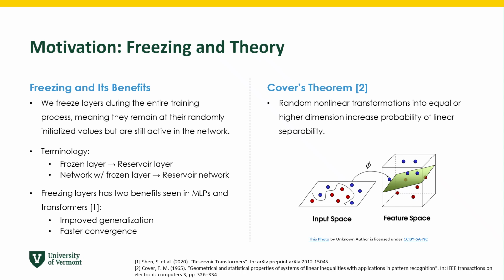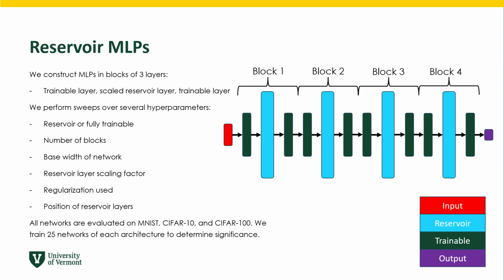We fill this gap by exploring the connection between freezing, linear separability, neural architecture, and network performance. We build multilayer perceptrons in three-layer blocks: a trainable layer, a scaled layer, and another trainable layer. In reservoir networks, the middle layer is frozen. We performed architectural sweeps varying hyperparameters including layer width and scaling vectors. These two hyperparameters directly relate to Cover's theorem since they control dimensionality of the transformations.